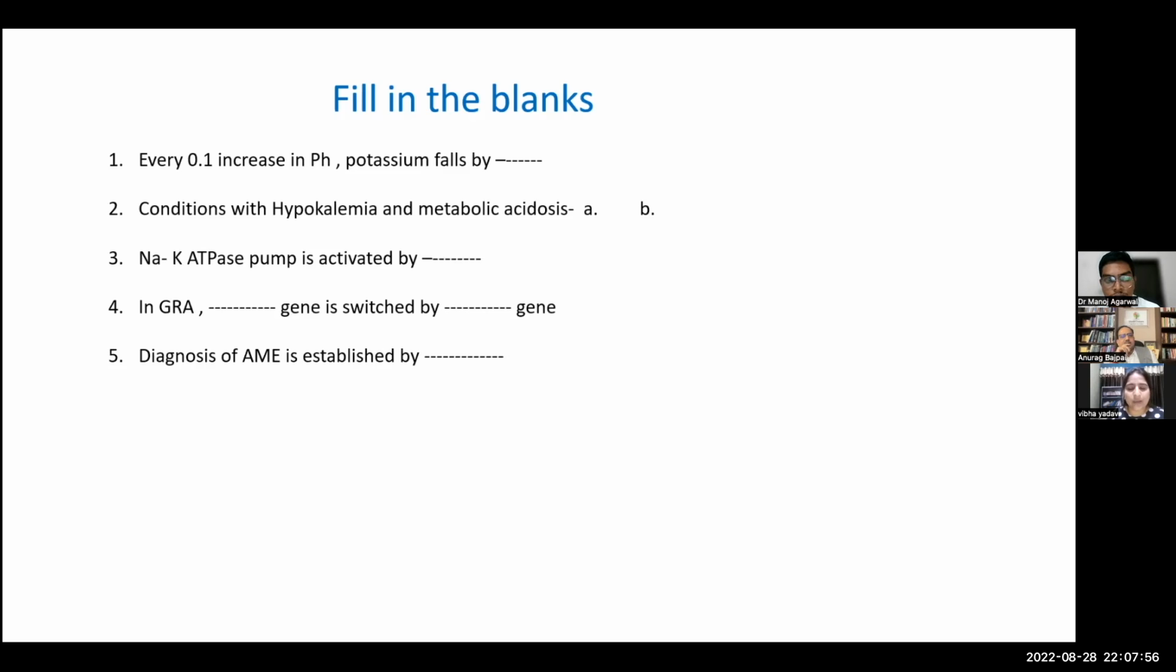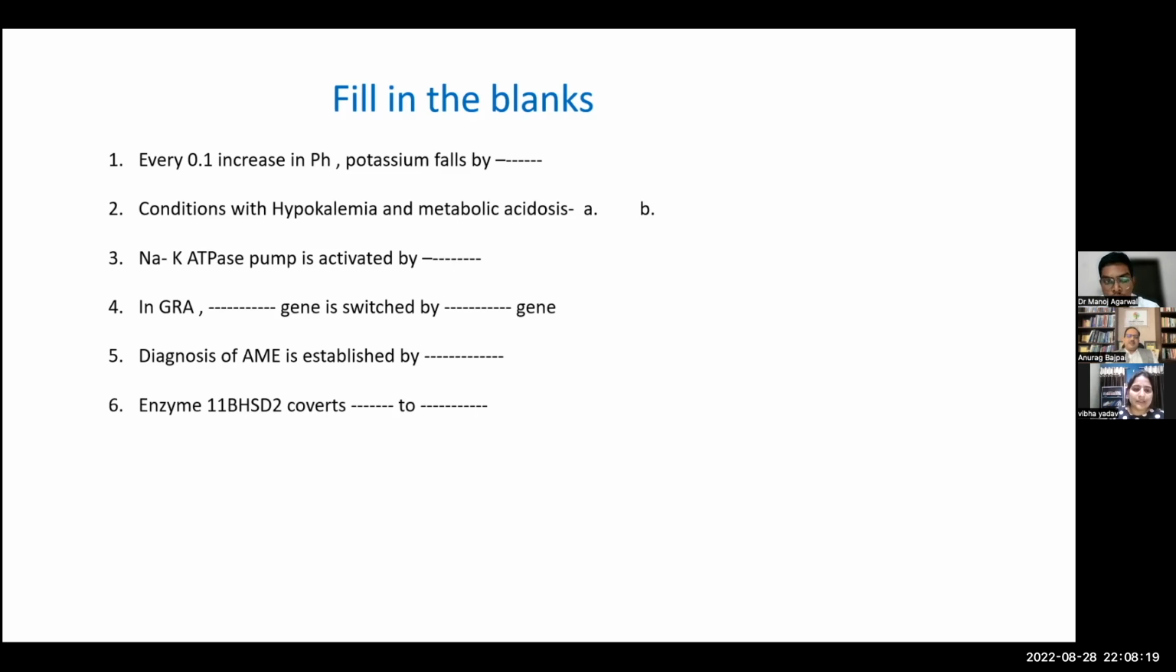Diagnosis of AME, apparent mineralocorticoid excess, is established by? Of course, genetic will be the answer, which is obvious. What else do you want? Any clinical response to a drug? Dr. Dhani said response to aldactone. Absolutely correct. If you respond to aldactone, you will get the diagnosis.